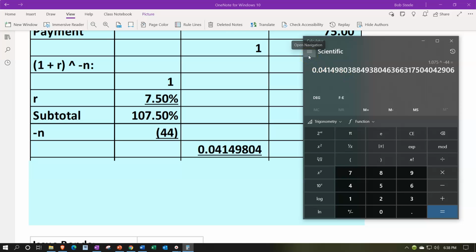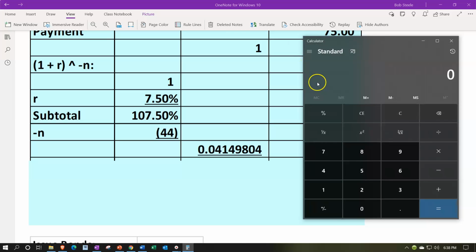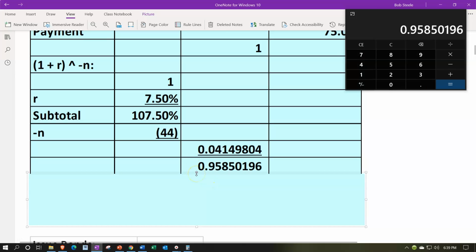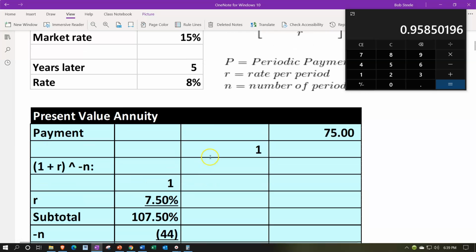Let's go back to the standard calculator now, because I don't like to be scientific all the time. Standard calculator has been returned. We're going to take this 1 minus the 0.04149804, which is going to then be that 0.958501 and so on. That's the numerator.